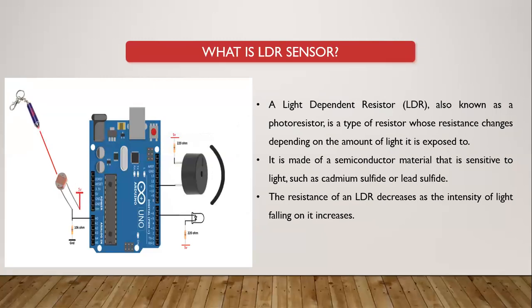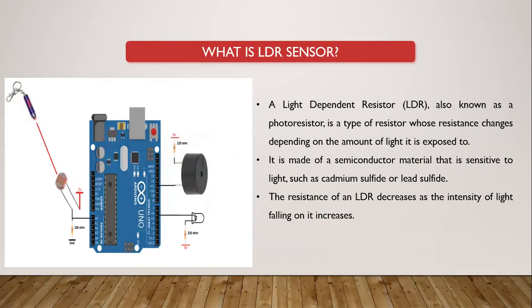Then coming to the material used for making an LDR, it is a semiconductor material such as cadmium sulfide or lead sulfide. Now we will see the working principle of the LDR, how it actually works. It depends on light, as the name indicates, a light dependent resistor.